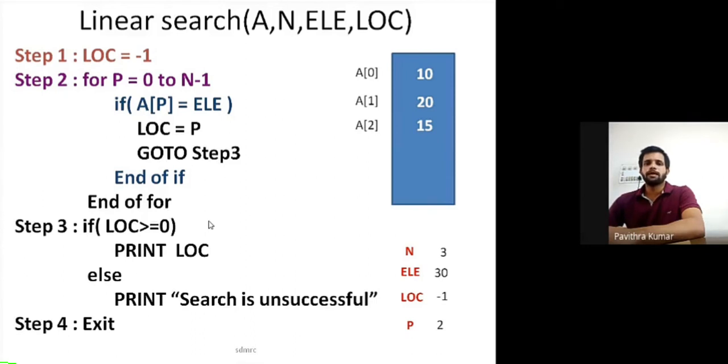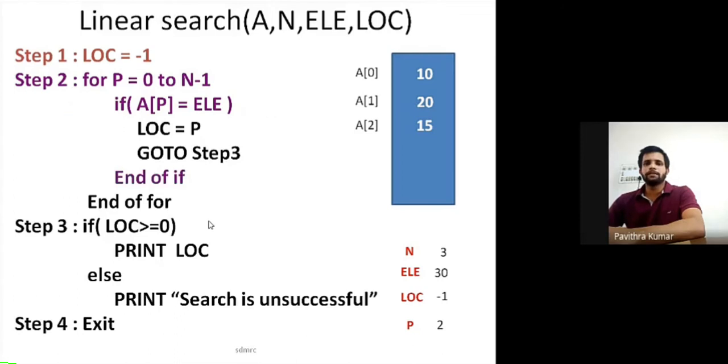Inside the for loop, I have a testing condition. Element is compared with a of p. Now, element 30 is compared with a of p, a of 2. A of 2 is 15. 30 is equal to 15? False again. End of if.